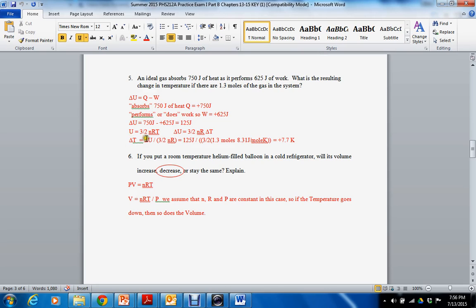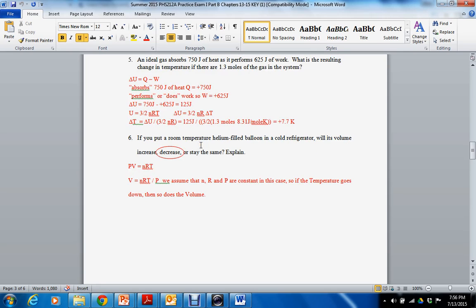Internal energy equals 3/2 nRT. So delta U equals 3/2 nR delta T. So delta T equals delta U divided by 3/2 nR. We have delta U, 125 joules, divided by 3/2 n, the number of moles, times R, the physics gas constant, and we get an increase in temperature of positive 7.7 Kelvin.